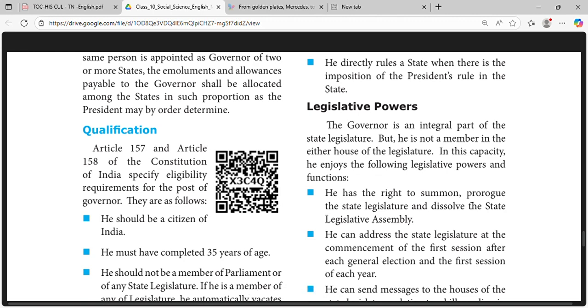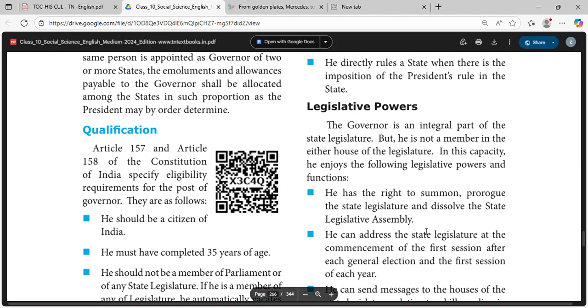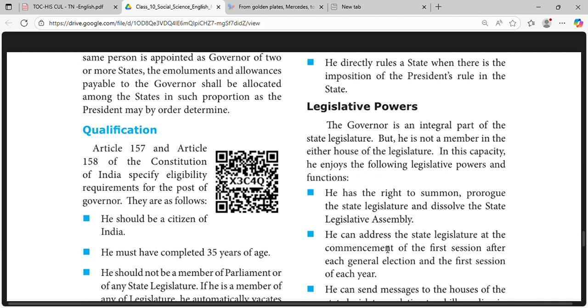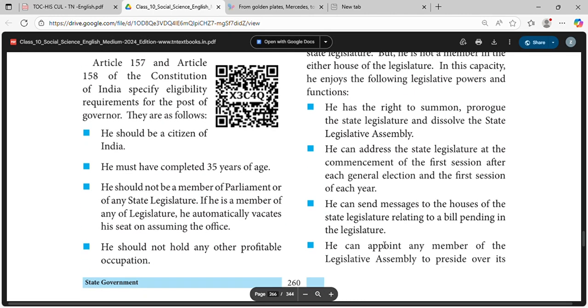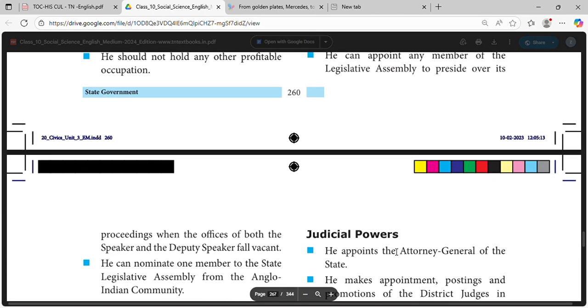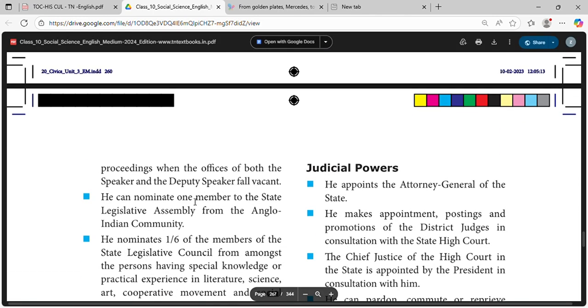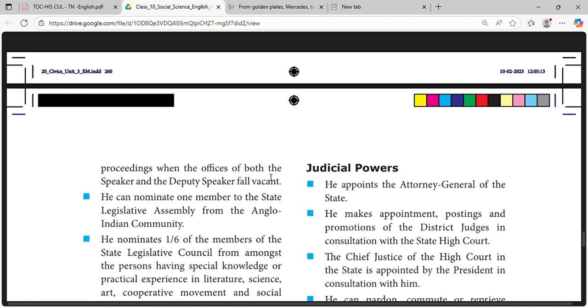He has the right to summon, prorogue the state legislature and dissolve the state legislative assembly. He can address the state legislature at the commencement of the first session after each general election and the first session of each year. He can send messages to the houses of the state legislature relating to a bill pending in the legislature. He can appoint any member of the legislative assembly to preside over its proceedings when the offices of both the speaker and the deputy speaker fall vacant.